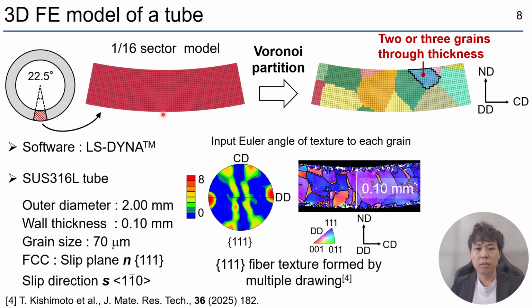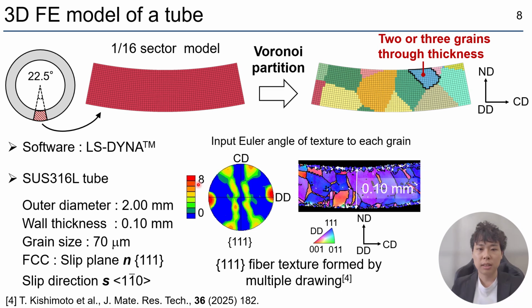I modeled a 1/16 stainless steel tube with an outer diameter of 2 mm and a wall thickness of 0.1 mm using LS-DYNA. In our previous experiment, the tube had only 2 or 3 grains through the thickness, and the tube developed a strong 111 fiber texture along the drawing direction.